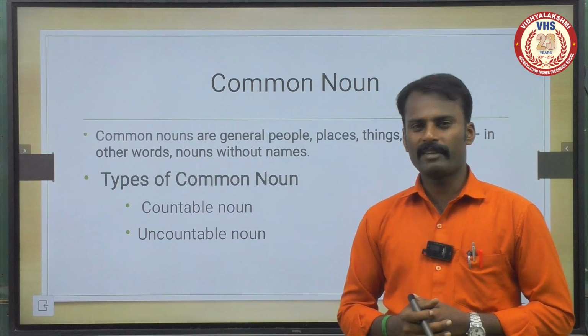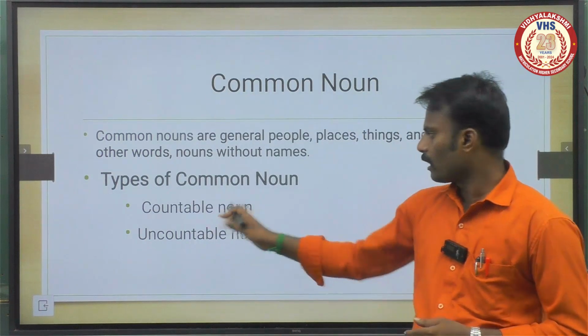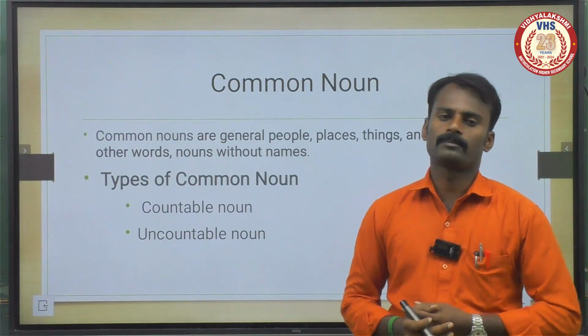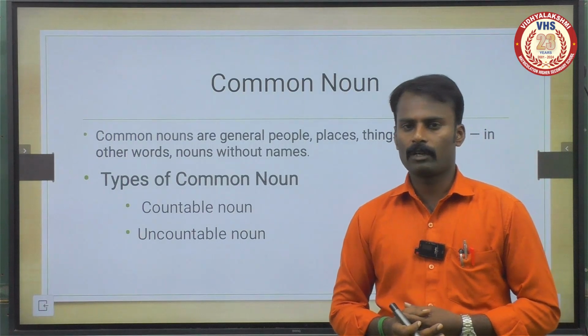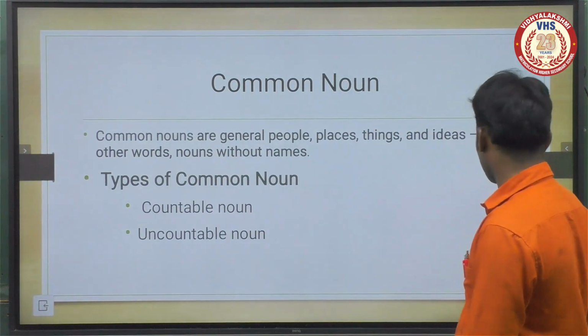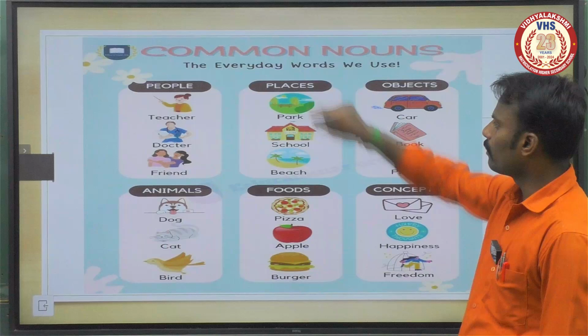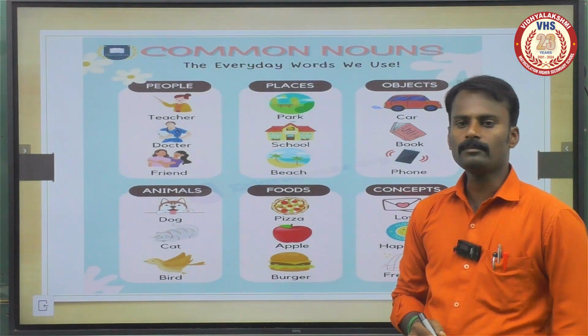The common noun is divided into two types, that is countable noun and uncountable noun. Countable noun and uncountable noun. First we will see common noun, examples for common noun. See, these all are examples of common nouns.